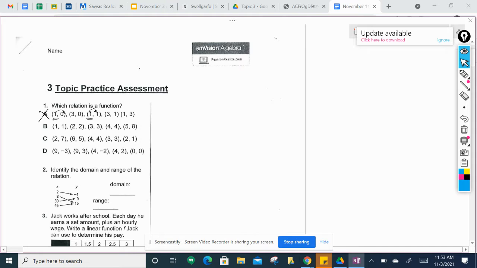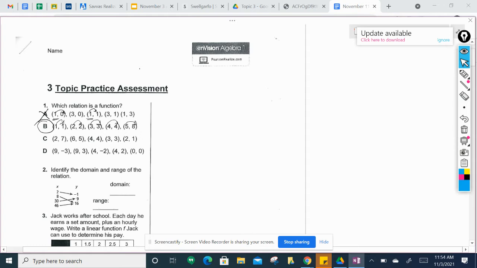There are others, 3, and also 1 goes to 3. So that one's out. When I look at B, I see that 1 goes to 1, and I don't see that 1 goes anywhere else. 2 goes to 2, nowhere else. 3 as a domain goes to 3 as a range, nowhere else. 4 goes to 4, 5 goes to 8. So I would say B is a function.